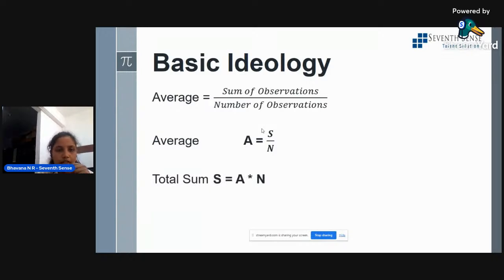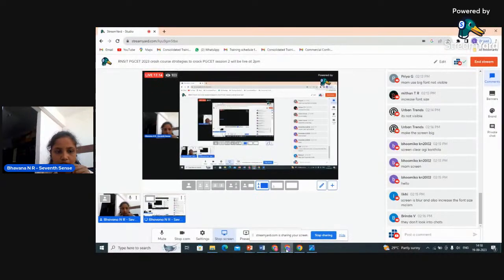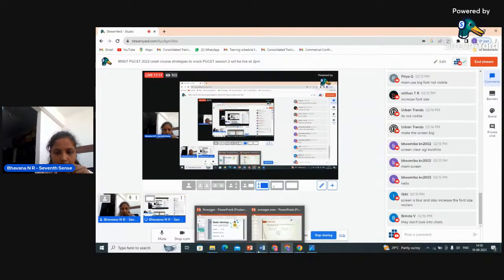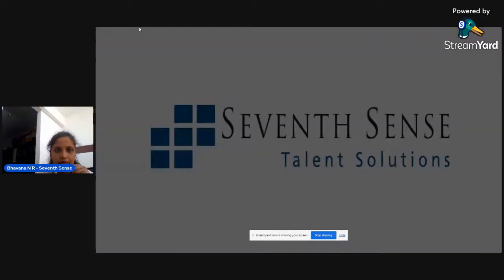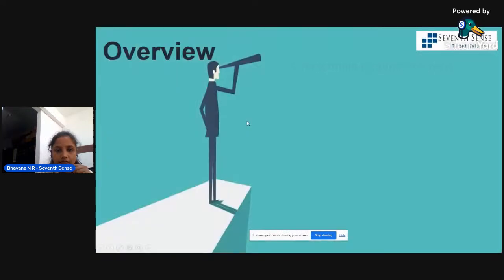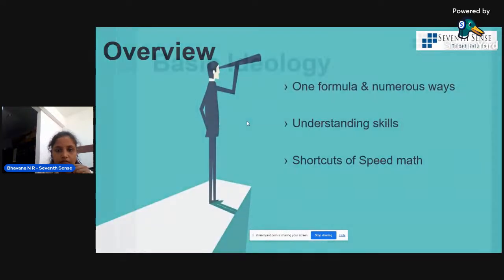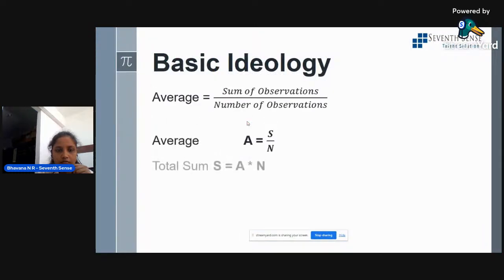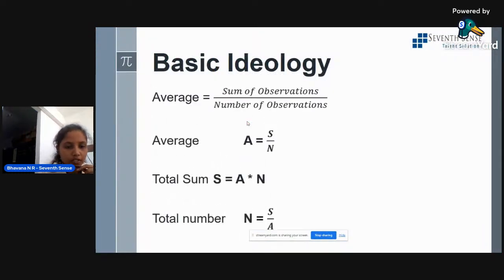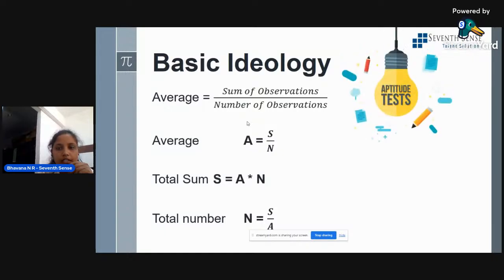These are the formulas. We have to find the averages and the total sum of the values. So this is the sum of the observations. These are the formulas for the averages. So next, see.